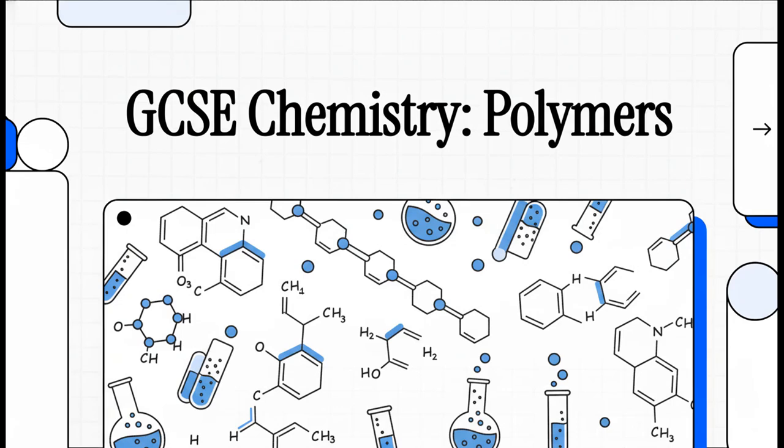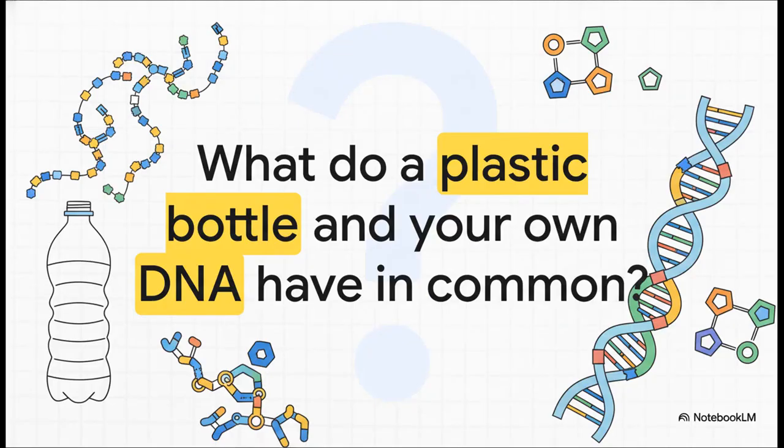Okay, let's dive into a really essential topic for your GCSE chemistry exam: polymers. If you're following the AQA specification, this is your complete guide to section 4.7.3, broken down so you can absolutely nail the key concepts. It sounds like a bit of a trick question, doesn't it? But the answer is actually really simple: polymers. Yep, that one word connects a plastic bottle you might have on your desk to the DNA inside every single one of your cells. So let's find out how.